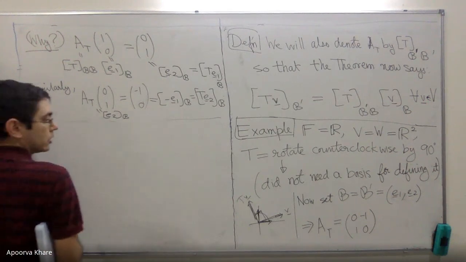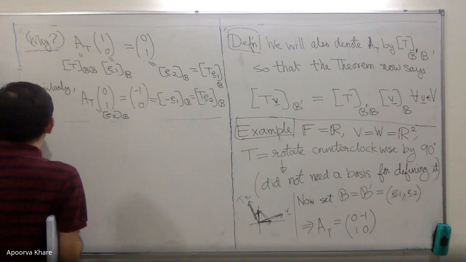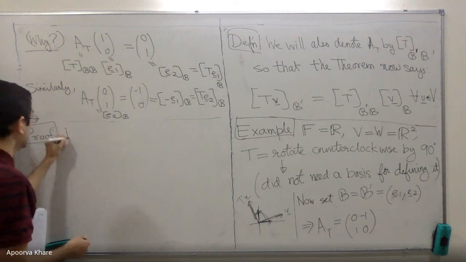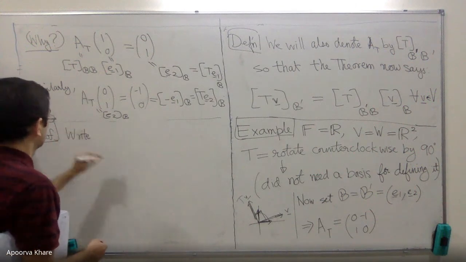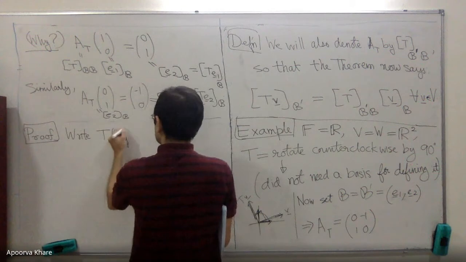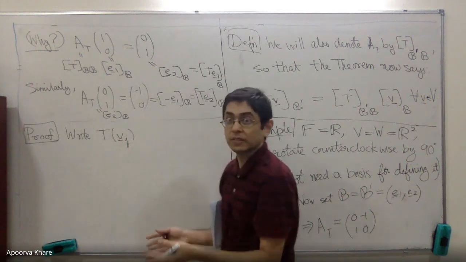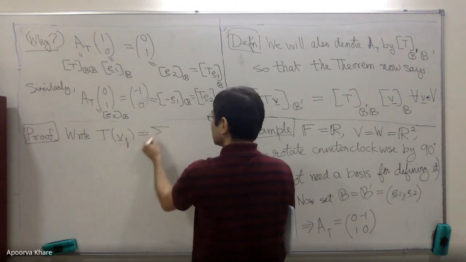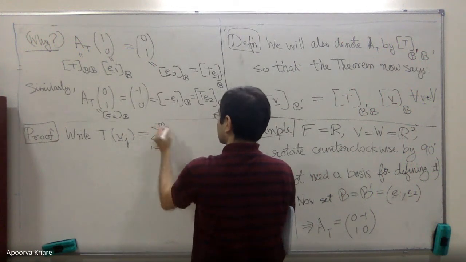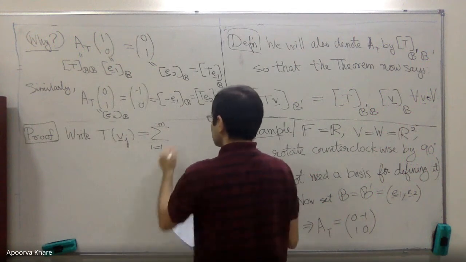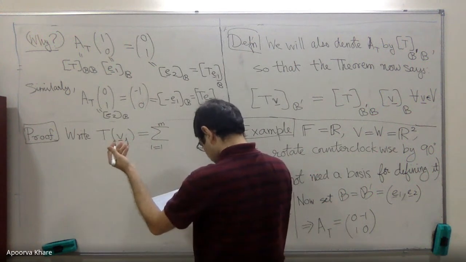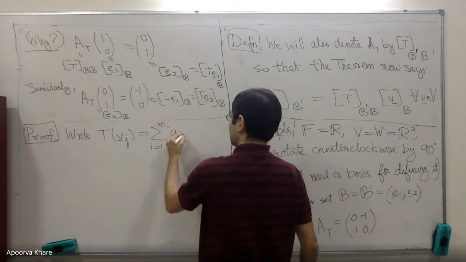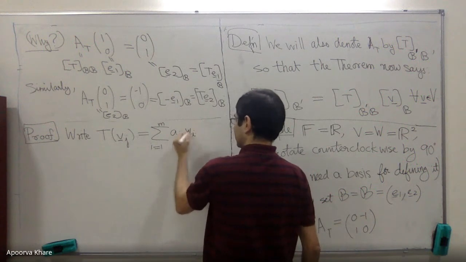Okay, so proof. Let's see. So write T of Vj. Remember, Vj is some vector. It's a basis vector, but it is some vector. Now this is a vector in W. That means it can be written as a linear combination of vectors in W, where i goes from 1 to m. Let's call it Aij, because the matrix is going to be Aij, Wi.